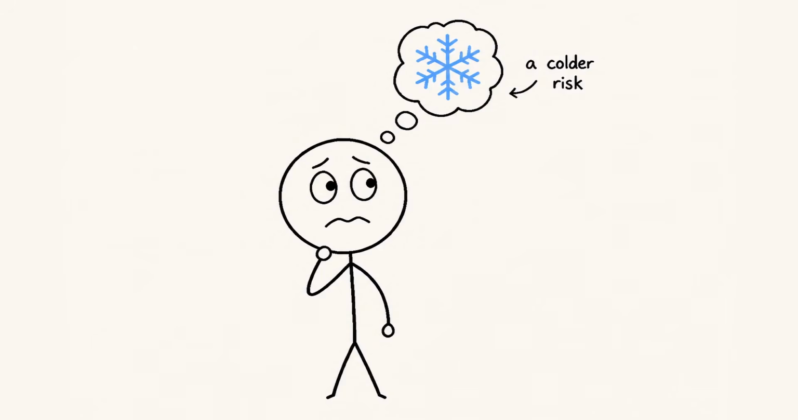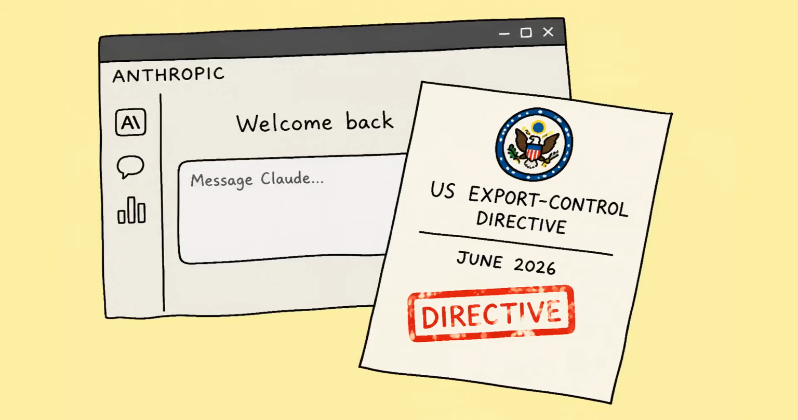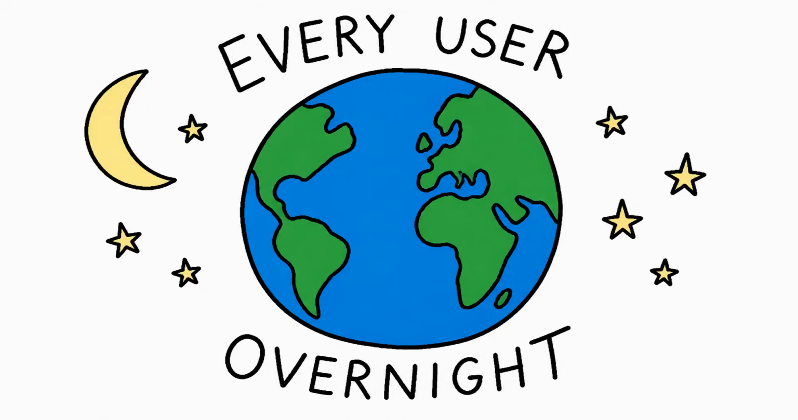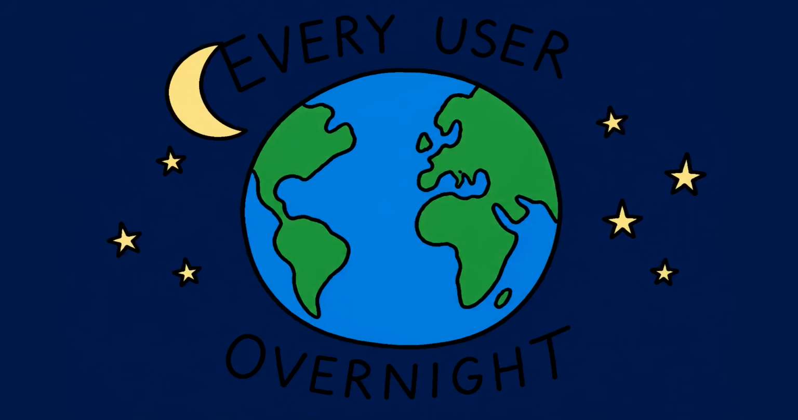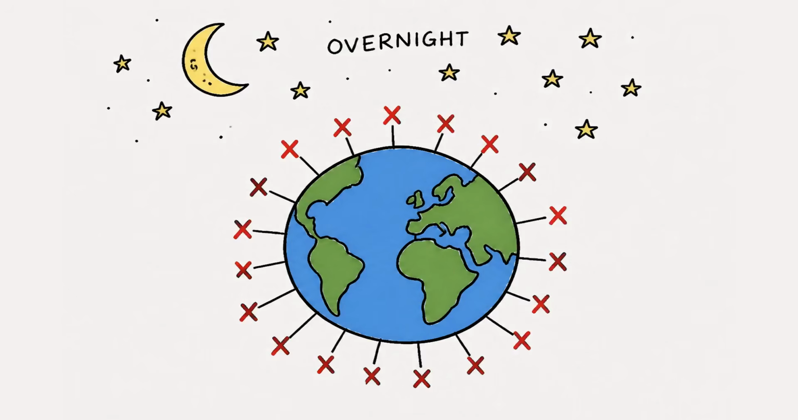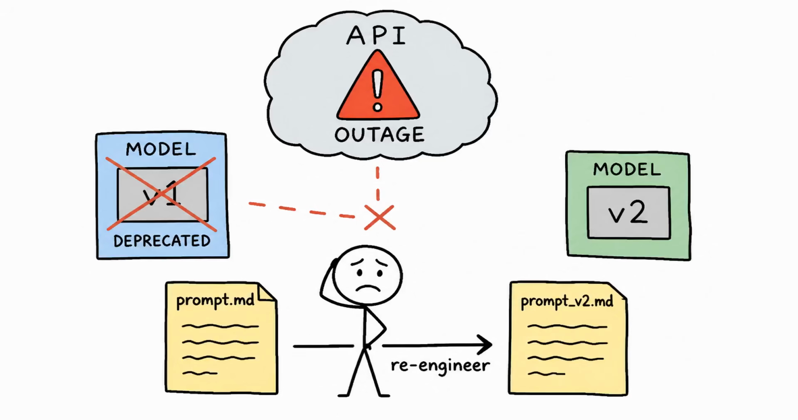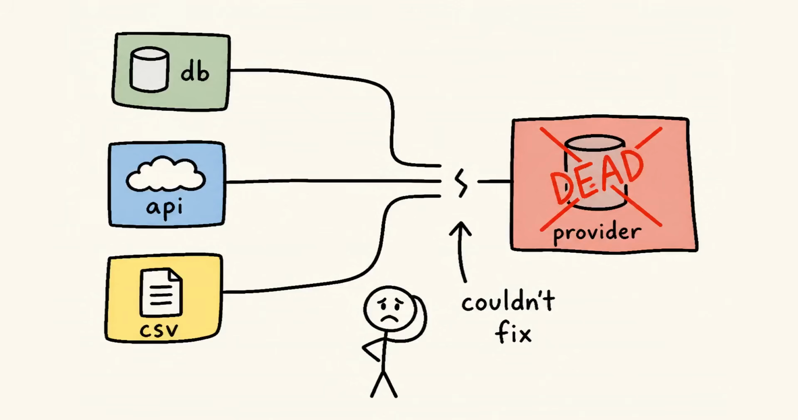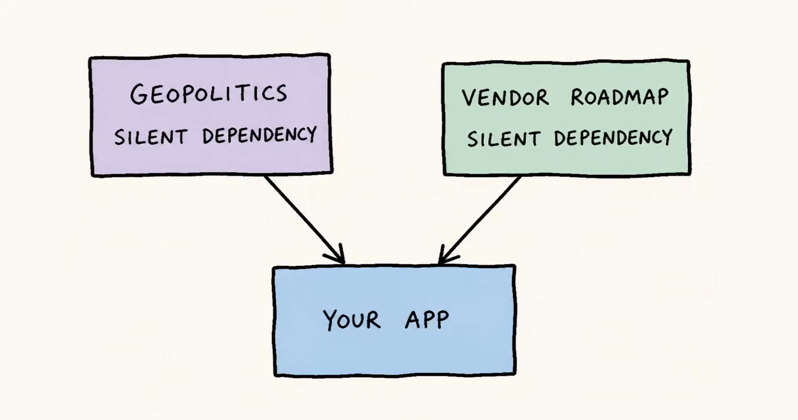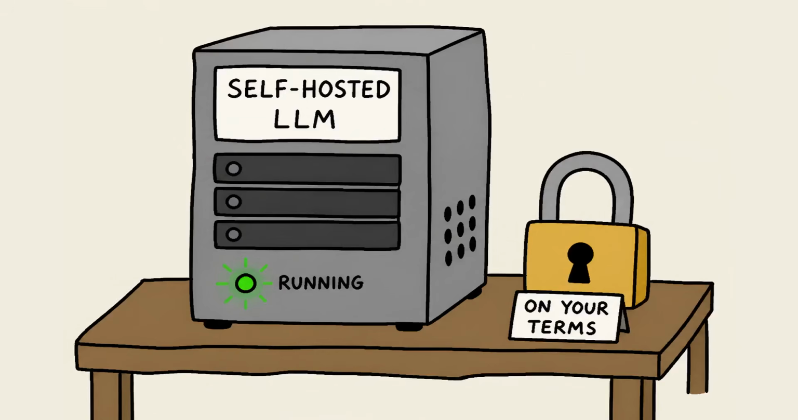And there's a colder kind of risk too, and it's got nothing to do with regulators. In June 2026, a US export control directive forced Anthropic to suspend 2 of its models for every user on the planet, overnight. So teams that had wired their whole pipeline to one provider just woke up to a dead dependency they couldn't fix. Add that to the routine API outages, and the model deprecations that force you to re-engineer prompts when a provider sunsets a version, and a clear point emerges. When you build on a cloud API, you've taken on geopolitics and a vendor's roadmap as silent dependencies. A self-hosted model just stays pinned exactly where you left it, running on your terms.